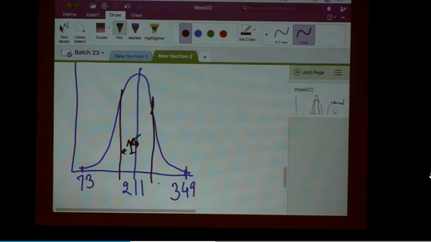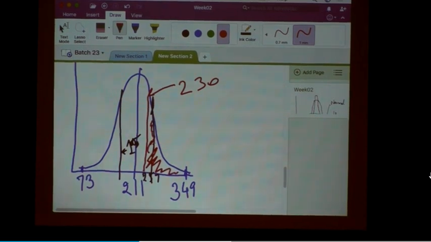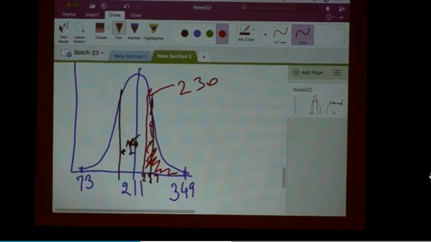So I am interested in 230. This 1 sigma is 46, which means 257. I am interested in 230. 230 is somewhere here, isn't it? So this is the area I was looking at. 1/3. Agreed? Okay. Now let's go to the sample.